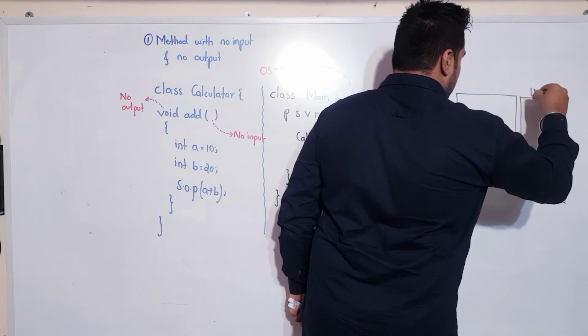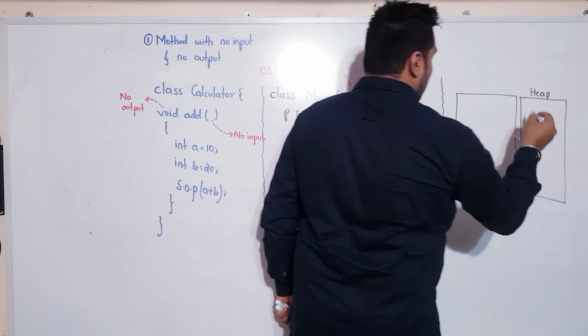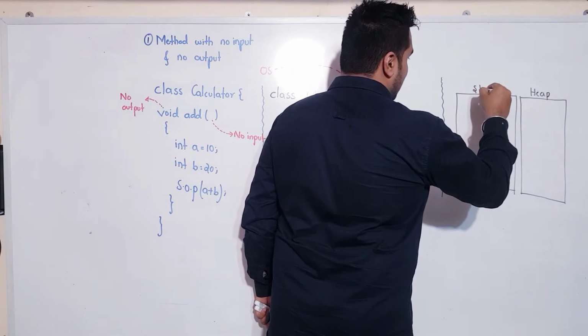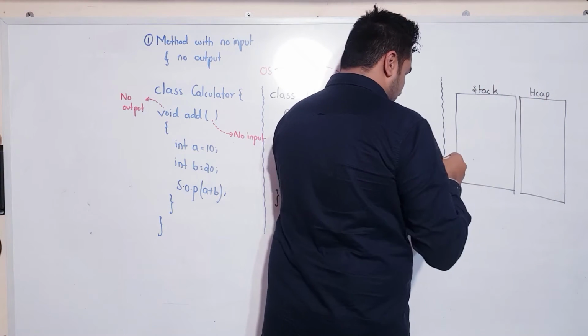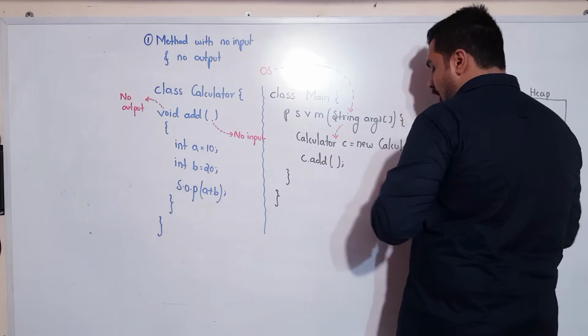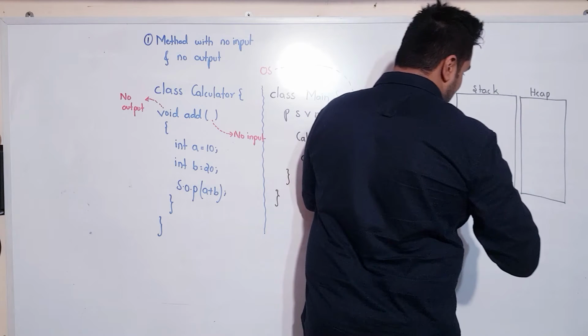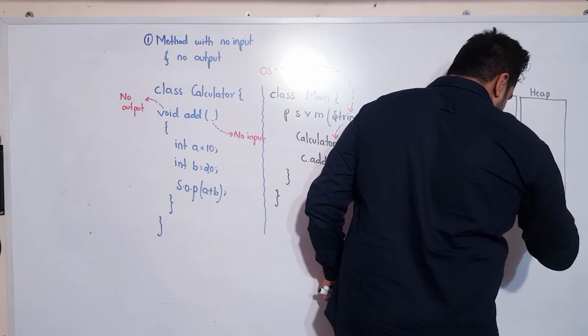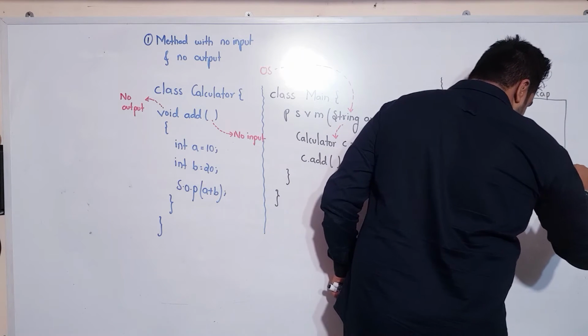This is my heap, and this happens to be my stack. Onto my heap segment, what is happening? Look at this, we are creating one object. Object means what? Automatically one function will come here. One object will get created here.